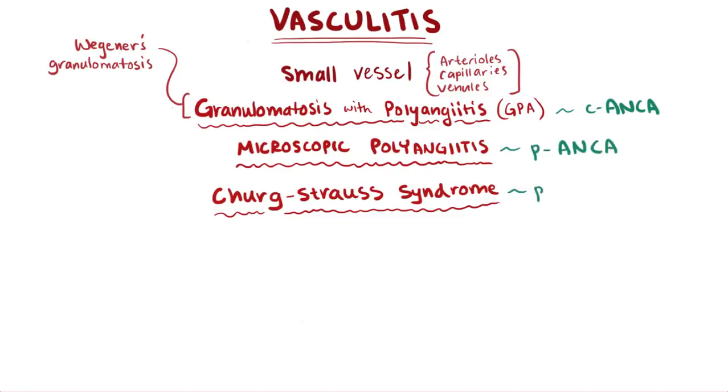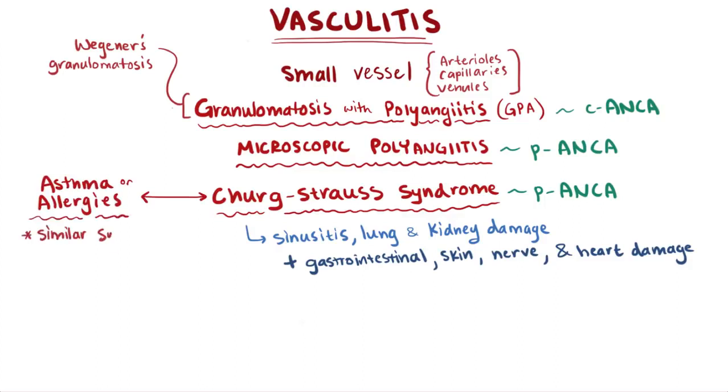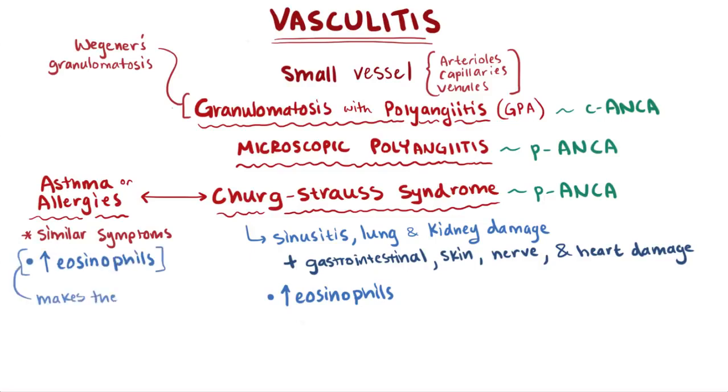It's also caused by P-ANCA antibodies, and it causes similar symptoms like sinusitis, lung damage, and kidney damage. But it also causes gastrointestinal, skin, nerve, and heart damage, like some medium vessel vasculitis diseases. A lot of the time, Churg-Strauss syndrome is mistaken as allergies and asthma because they all have similar symptoms. That, and like allergies and asthma, Churg-Strauss causes a lot of eosinophils to float around in the blood. Actually, people who have asthma and peripheral eosinophilia are more likely to develop Churg-Strauss syndrome because they both have elevated eosinophils. Also, just like granulomatosis with polyangiitis, granulomas can form.